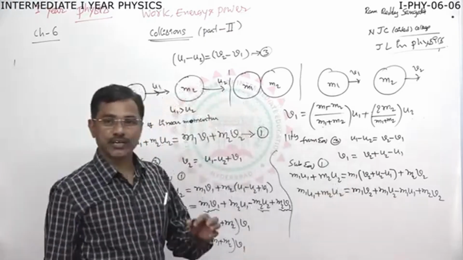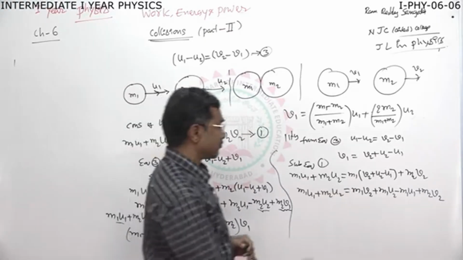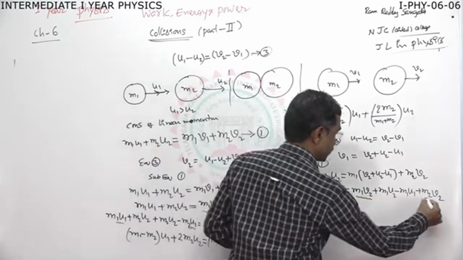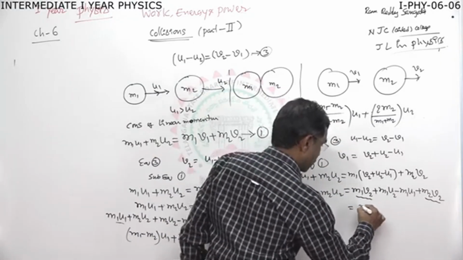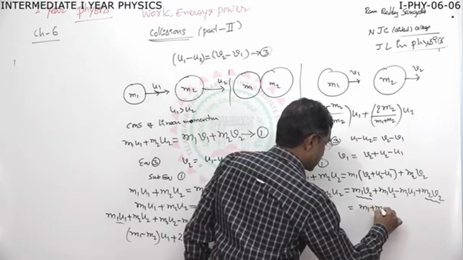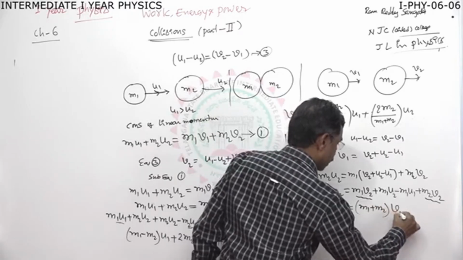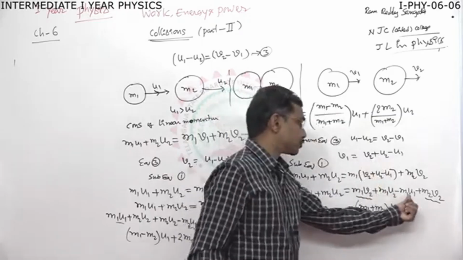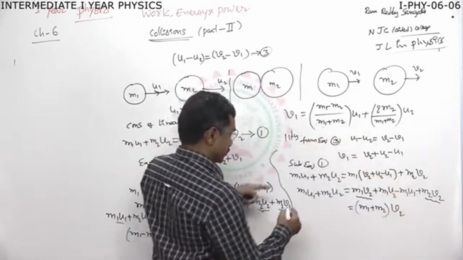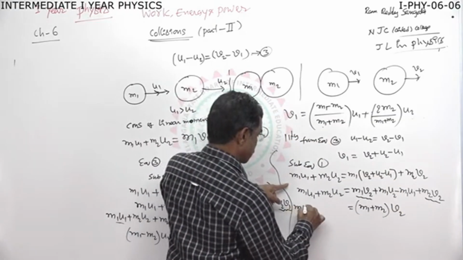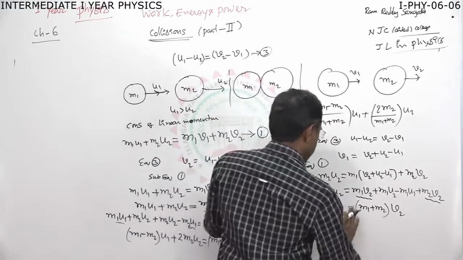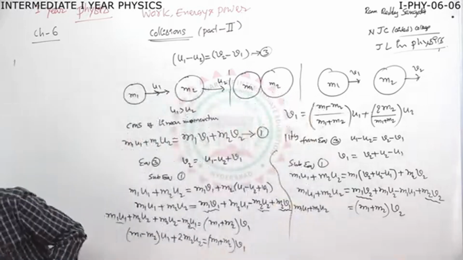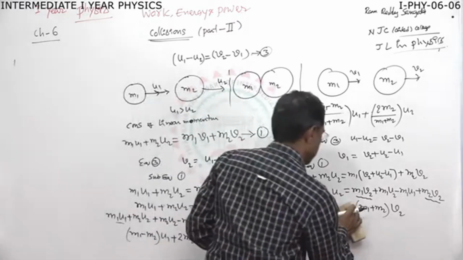Our intention is to calculate an equation for V2. Wherever the V2 term is, see here, this is one term, another term. Take V2 common, M1 plus M2 V2. The remaining two terms, you bring it this side. So here, M1 U1 plus M2 U2. Due to lack of place, I'll write it, shift it a little bit that side.